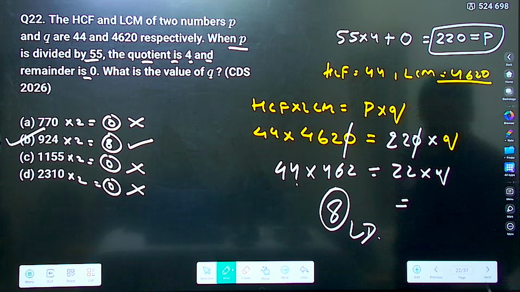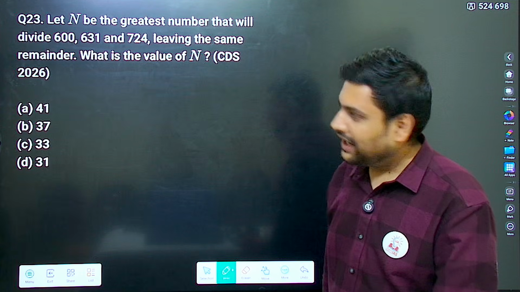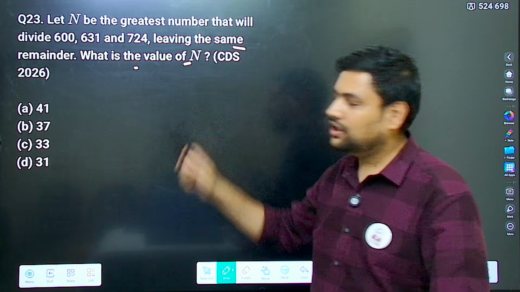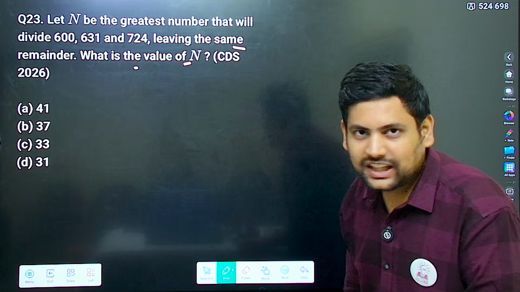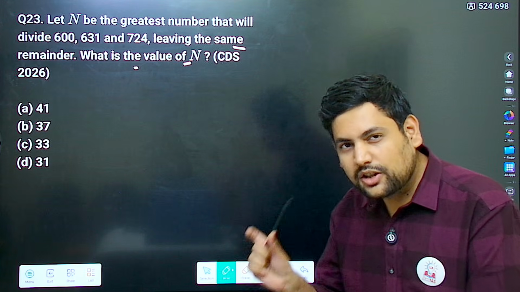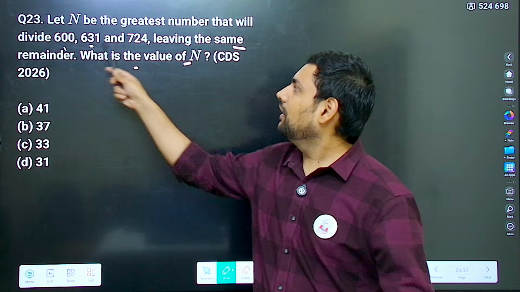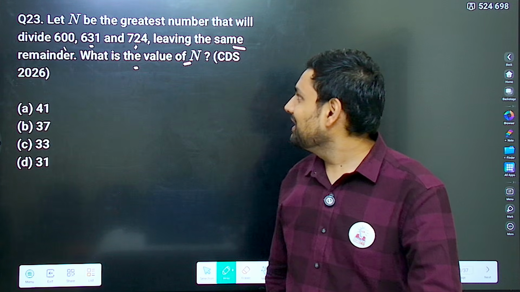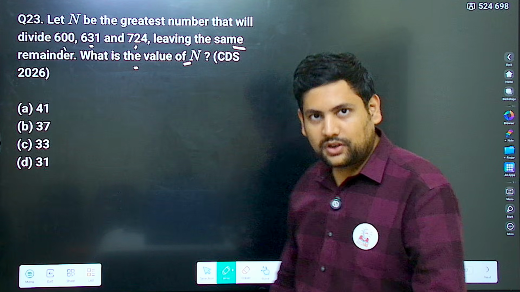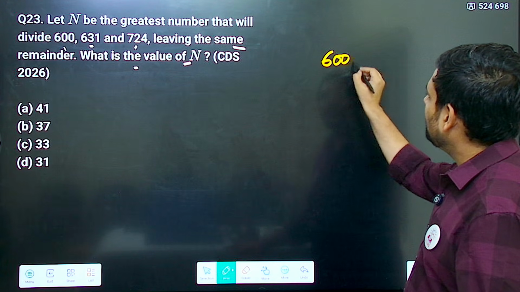Okay, then last two. If n is the greatest number that will divide 600, 631, 724, leaving the same remainder, what is the value of n? It will leave the same remainder when dividing all these three. This is a smaller number dividing a bigger number. Essentially, what is being asked? What can be the greatest value of n? So here I start finding out.